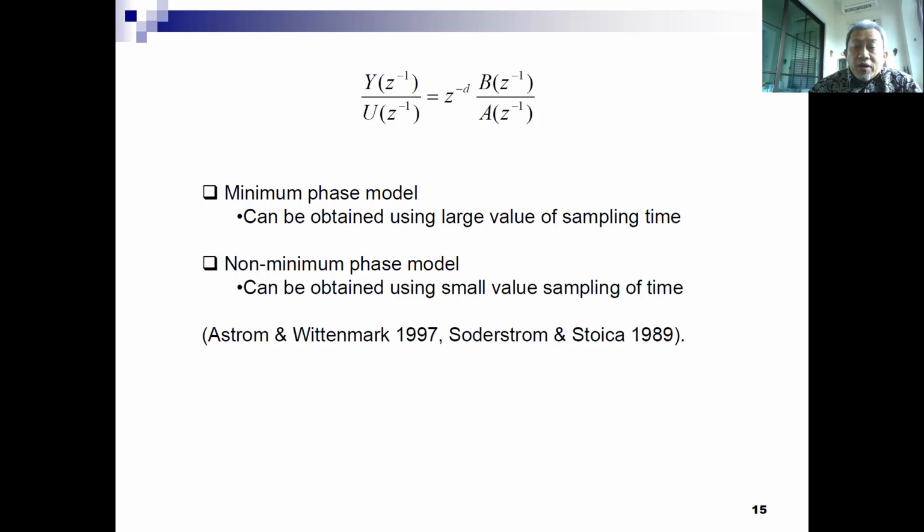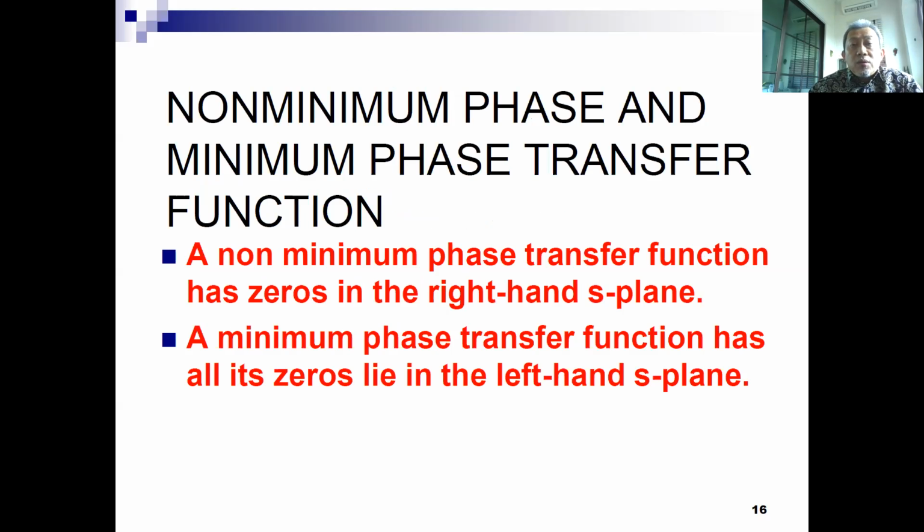We will verify slide number 15 by using data from a real experiment. This slide number 15 is about minimum phase model and non-minimum phase model. So what is the difference between minimum phase and non-minimum phase? Yesterday, I told you that when the zeros are outside the unit circle, the system is non-minimum phase. But if all the zeros are inside the unit circle, the system is minimum phase.